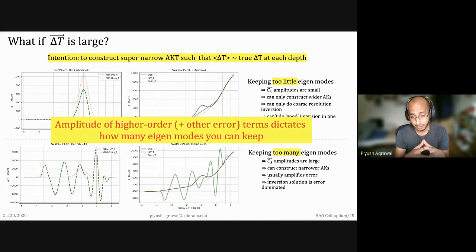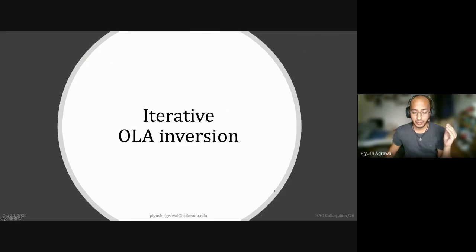The key takeaway from this slide is that the amplitude of the higher order terms and all the other sources, if you have any error in your system, will dictate how many eigenmodes you can keep. And how many eigenmodes you can keep dictates how narrow the averaging kernels you can construct, and also the resolution, or how well of an inversion you can actually do.